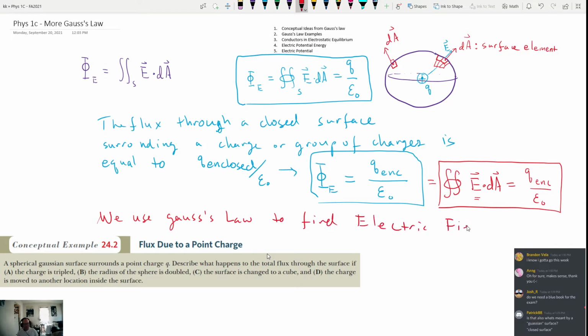That's the main thing we're going to use Gauss's law for. It's not the first thing we're going to start using it for, but this is the main thing we're going to use Gauss's law for. It's going to allow us to describe static electric fields given certain distributions of charges.